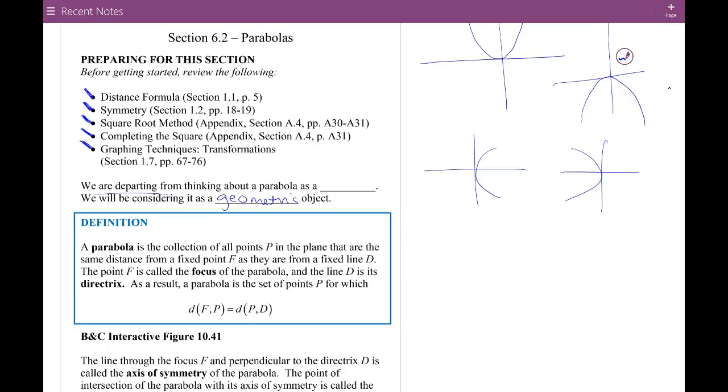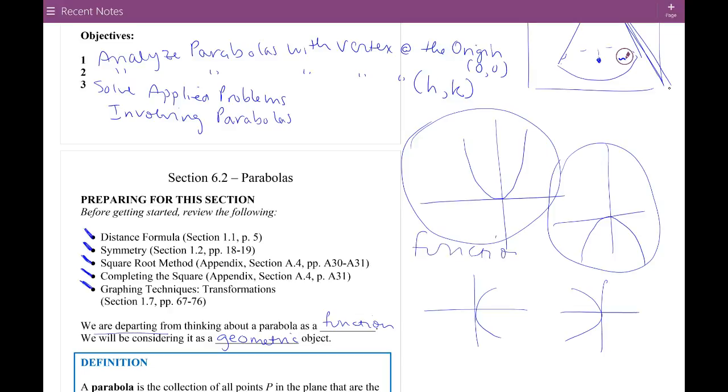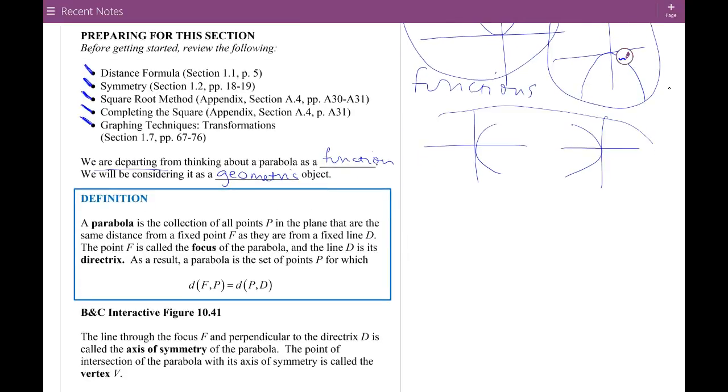So we're departing from thinking of it as a function. Recall that the vertical line test that you use to detect whether a graph is the graph of a function would tell you that the parabola that opens up and the parabola that opens down are functions as well as being geometric objects, but the ones that open right or left are definitely not functions. We can tell by the vertical line test. So they are geometric objects that have equations that describe them, but they're not functions.